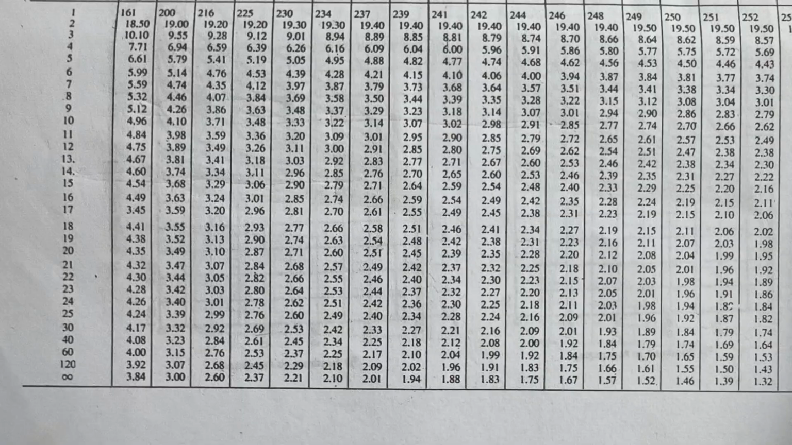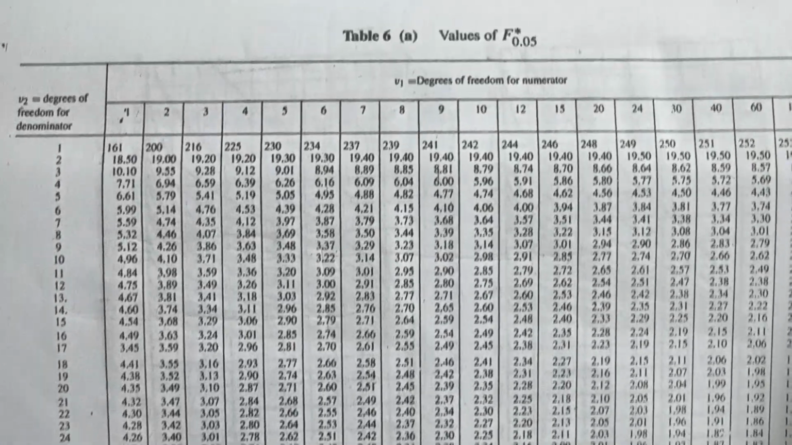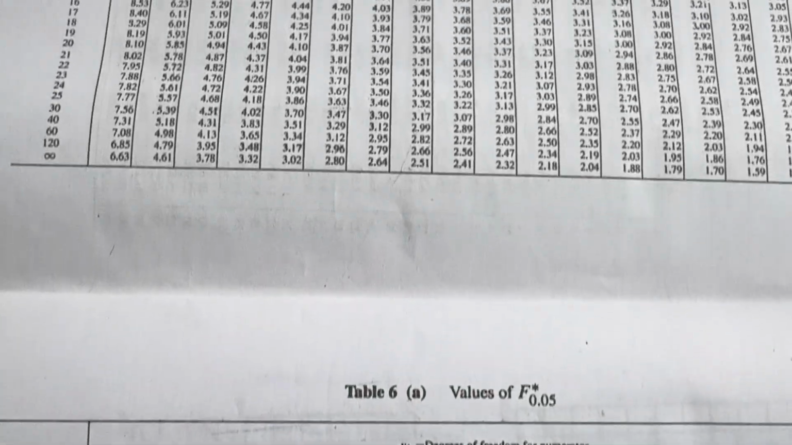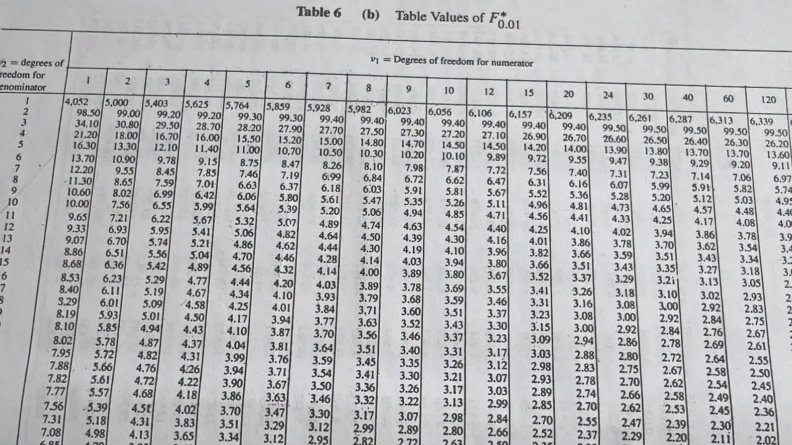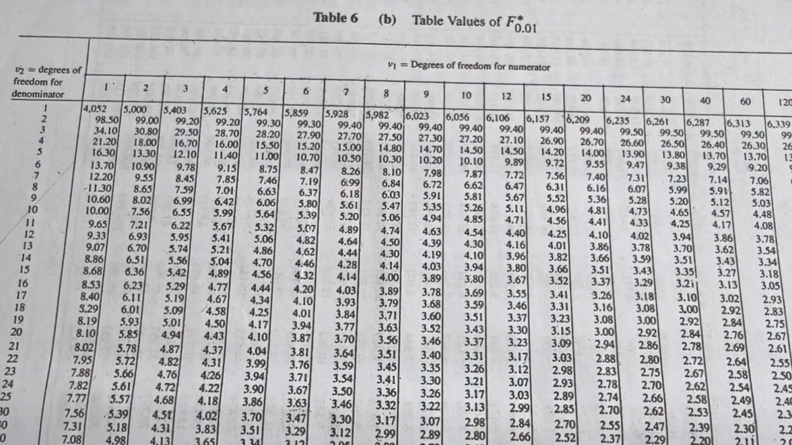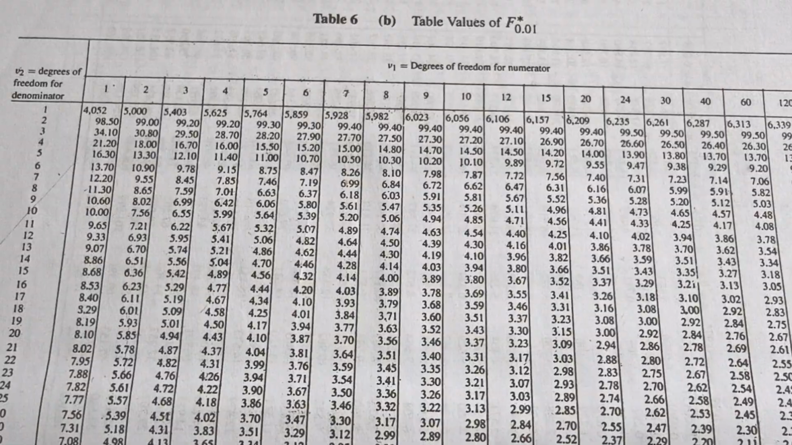So the F distribution table consists of two parts. One is the F 0.01 case and the other one is the F 0.05 case. Now look at the example here.